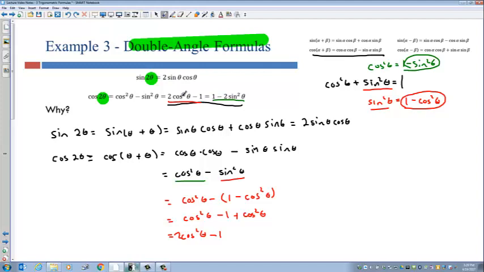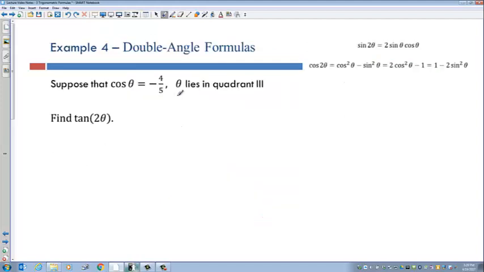Now remember, the place where they're actually used is to simplify expressions. So let's do an example involving these. Suppose the cosine of theta is equal to negative 4 over 5, and theta lies in the third quadrant. And we want to find the tan of 2 theta.